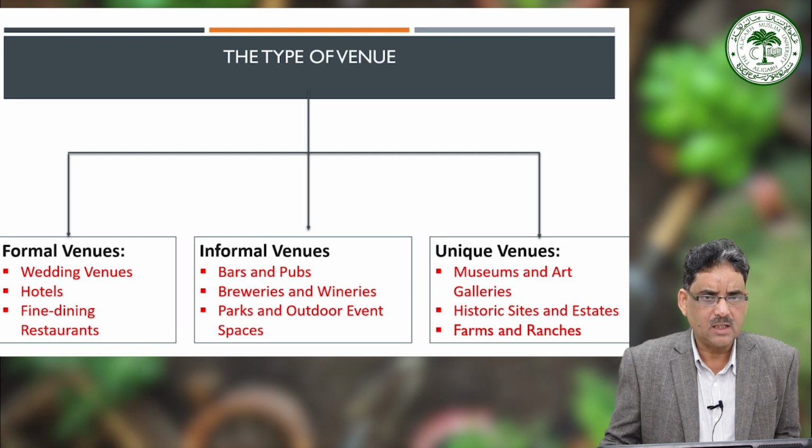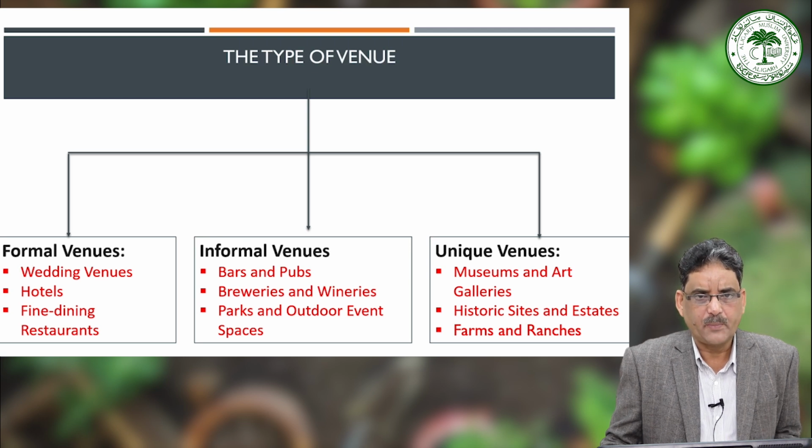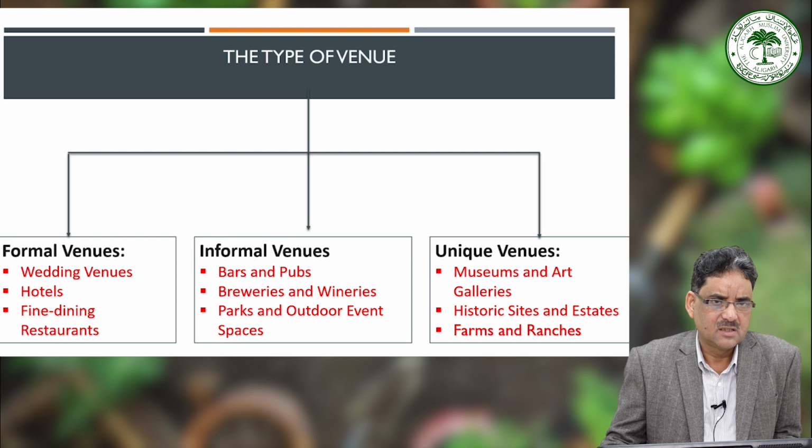Then a hotel may have a landscaped courtyard, rooftop gardens, or formal entrances with ornamental trees and shrubs. Then we have fine dining restaurants that might incorporate elements like manicured gardens, decorative planters, and so on. Then we have the informal venues, which include bars and pubs, that may have outdoor patios with seating areas, pergolas, and potted plants for a relaxed and social atmosphere. Breweries and wineries can benefit from landscaping that reflects their brand identity, incorporating elements like grape vines, hop plants, or beer garden styles.